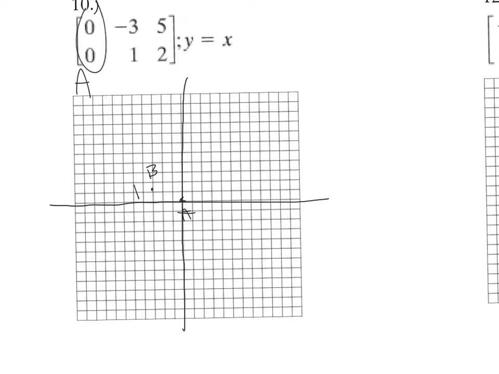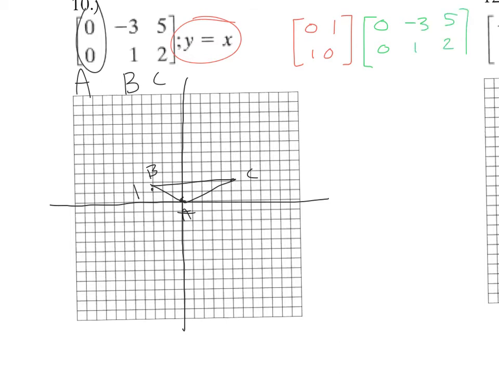And then 5, 2. That's C. Not very neat. Okay, so A, B, C. So if you're going to reflect over Y equals X, go to your sheet of reflecting over the Y equals X. And it's this matrix right here, 0, 1, 1, 0. So you're going to put that on the left-hand side, and you're going to put your original matrix on the right-hand side.